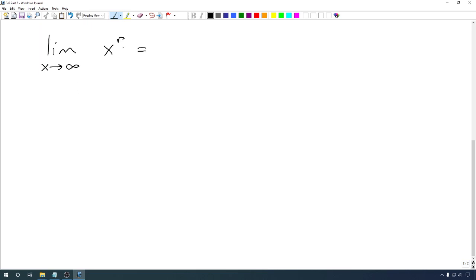However, if r is -1, now we're looking at 1 over x. And if we remember what 1 over x does, it does something like this. This is the graph of y equals 1 over x, in other words, x to the -1 power. As we let x go off to infinity, this is going to get closer and closer to 0 as we go.